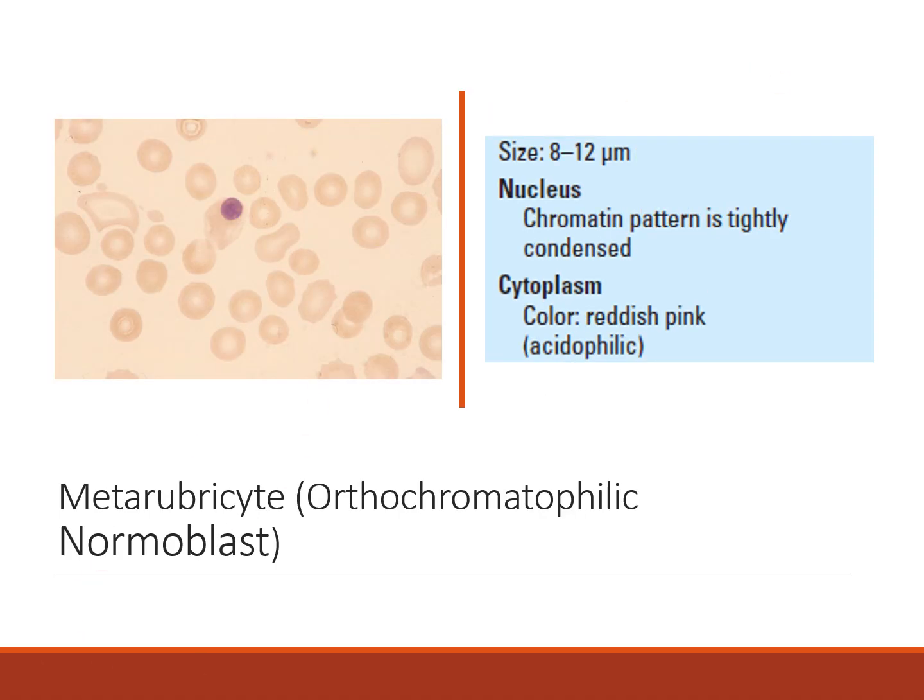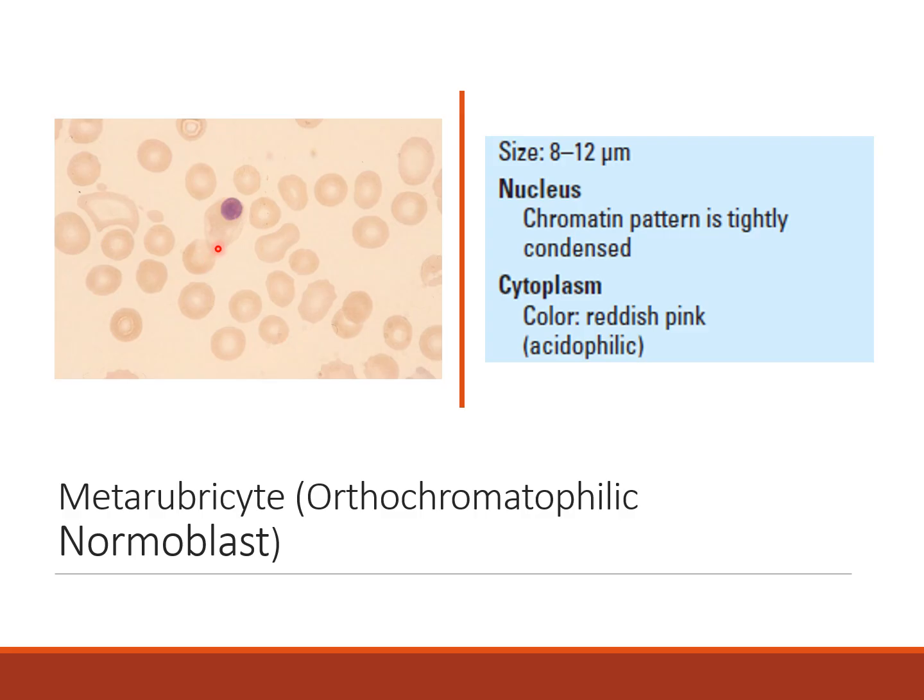All right, and then we have the metarubricite. These are the most common nucleated red cells that we see in this phase. They are much smaller, 8 to 12 micrometers. And we've got very, very condensed chromatin now. You don't have any of that parachromatin. It looks very condensed and tightly packed into this little tiny pellet.